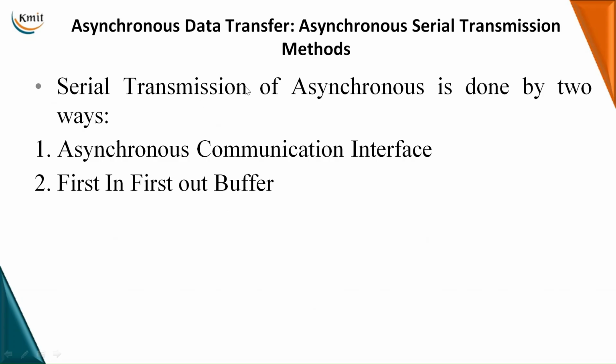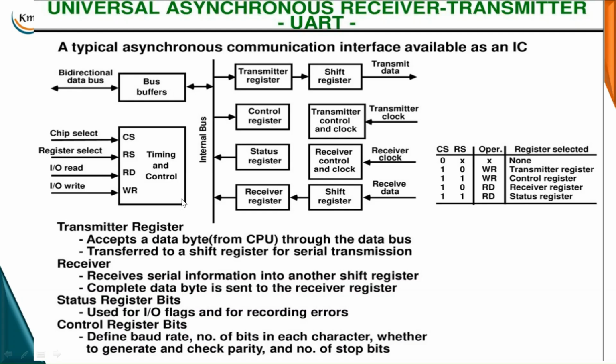Asynchronous serial transmission can be done in two ways: using an asynchronous communication interface or using a first in first out buffer. So what is an asynchronous communication interface?